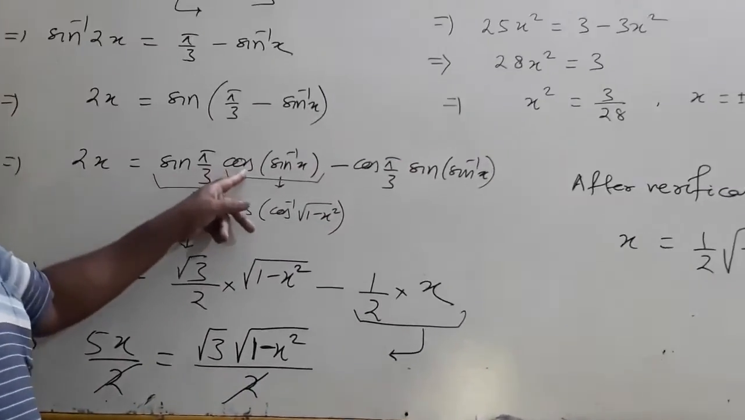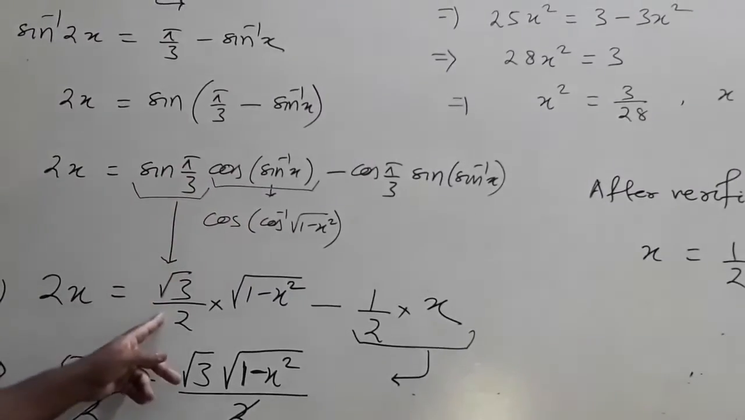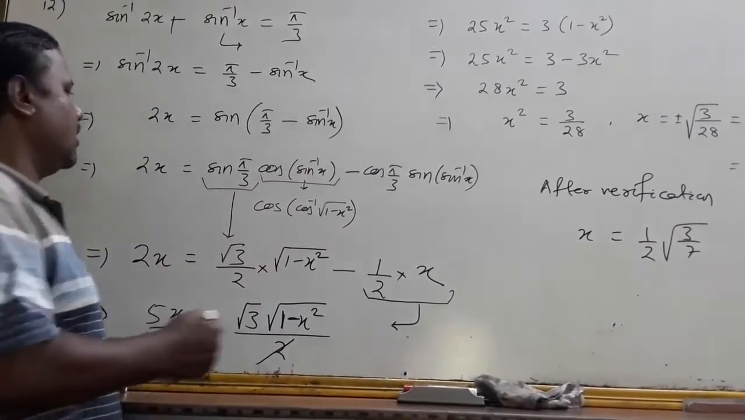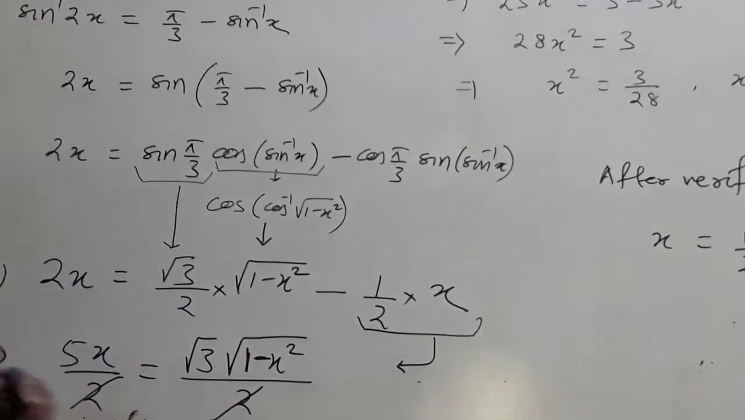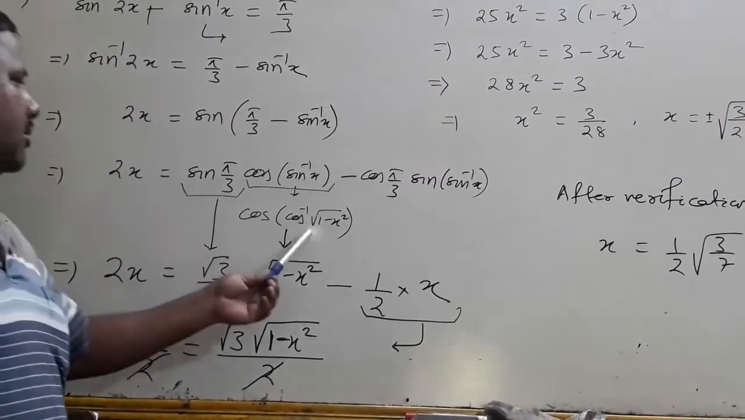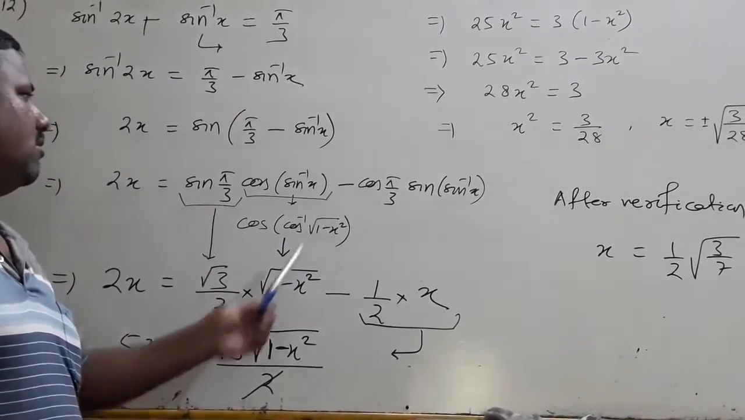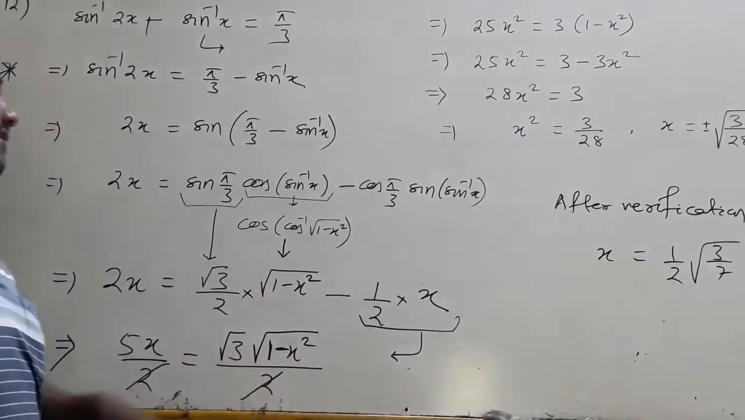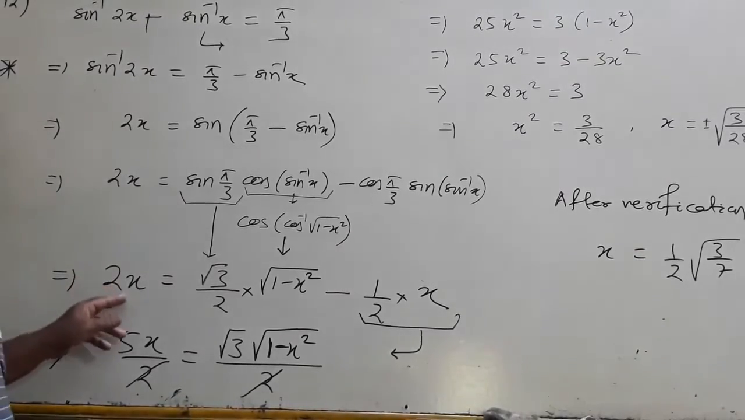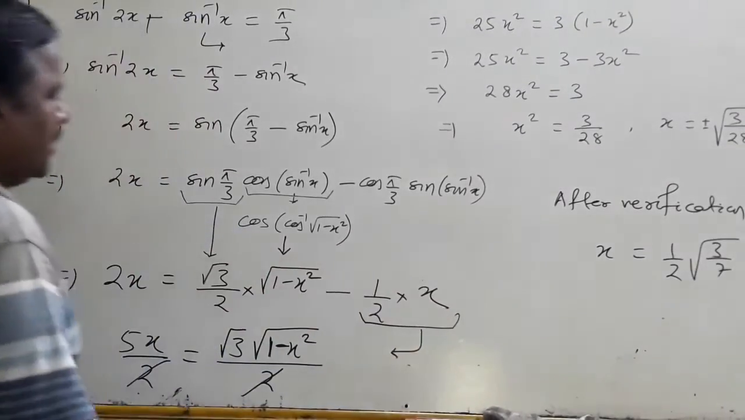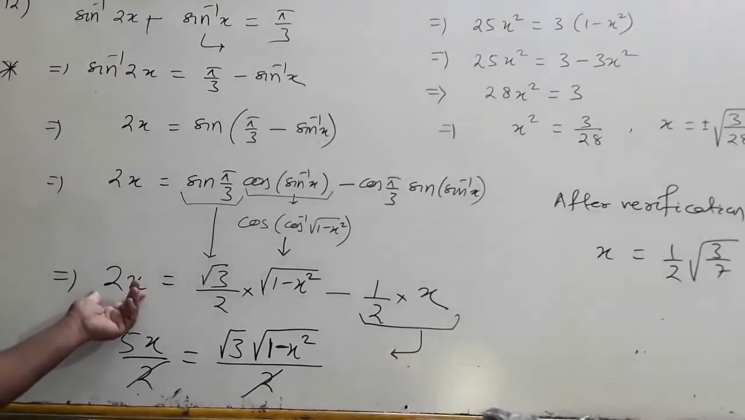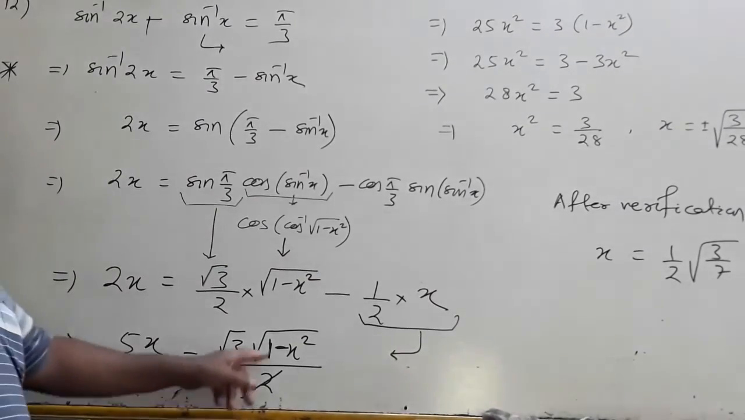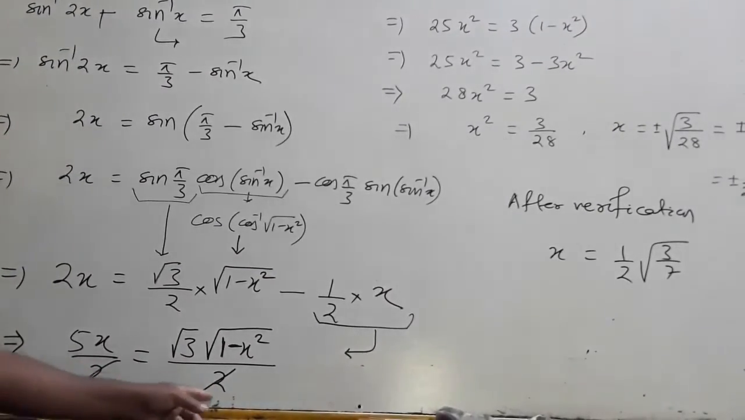And here, sin pi by 3 I am writing as root 3 by 2. Cos of sin inverse x, here I am doing that. What is cos of sin inverse x? Sin inverse x is cos inverse of root over 1 minus x square. So it is only this, minus sin pi by 3 is root 3 by 2, cos pi by 3 is half, and sin inverse x is x. So this becomes 2x, this becomes minus x by 2 when it comes. This is 2x means 4x by 2, this is x by 2, when they come it becomes 5x by 2, and root 3 by 2 times root over 1 minus x square.